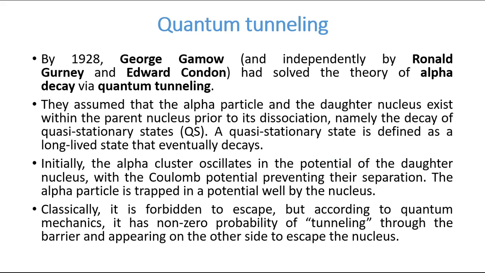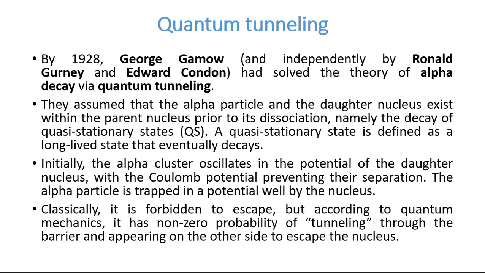Quantum tunneling was first introduced for alpha decay by George Gamow in 1928, and some other scientists. They solved the theory of alpha decay using quantum tunneling concepts, because it was not possible to understand the process by classical physics. They assume that the alpha particle and the daughter nucleus already exist within the parent nucleus, and describe the decay as that of quasi-stationary states.